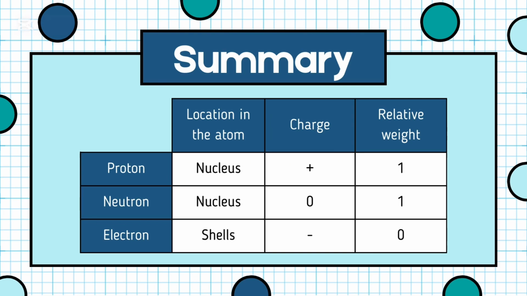Summary. We can talk about protons, neutrons, electrons, location in the atom, charge, relative weight. Protons: the location in the atom is the nucleus. Neutrons: the nucleus also, and electrons: the shells or energy levels. Charge: positive, no charge, and negative. Relative weight: 1 for protons, 1 for neutrons, and 0 for electrons.